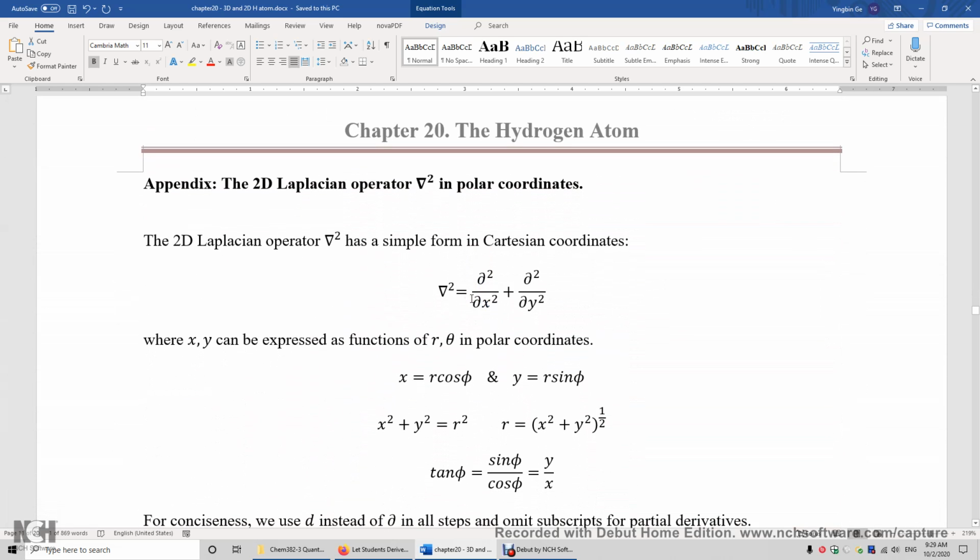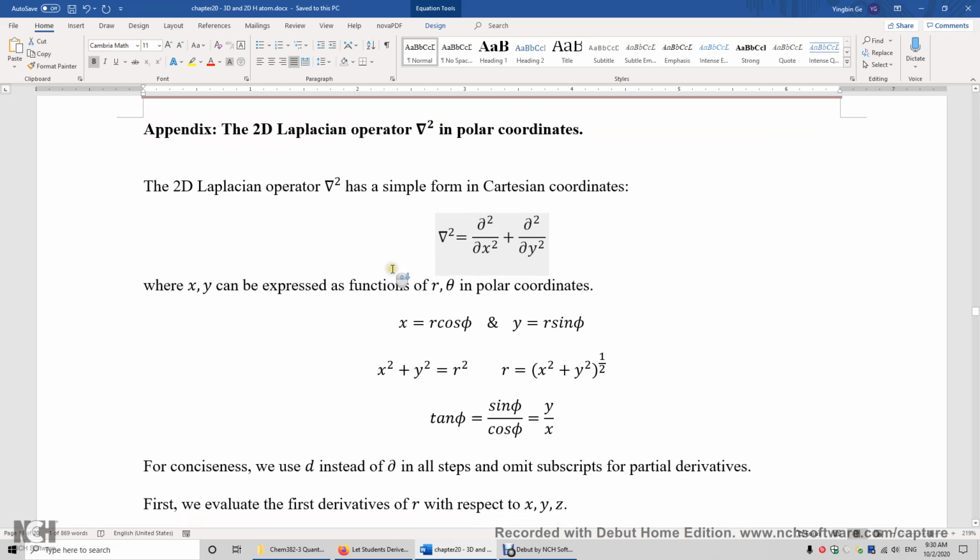Now I'm going to show you the two-dimensional Laplacian operator. So you saw the three-dimensional Laplacian operator. You saw its conversion to the polar coordinates. It's extremely tedious. There's no way to cover that in class. But somehow it's possible to cover the two-dimensional counterpart either in class or even ask your students to do the derivation. So now let's look at the two-dimensional Laplacian operator.